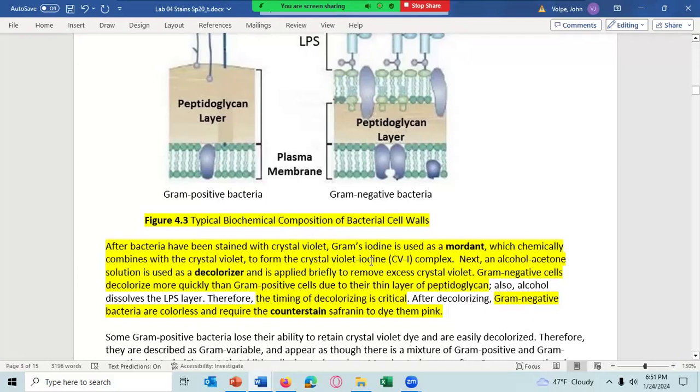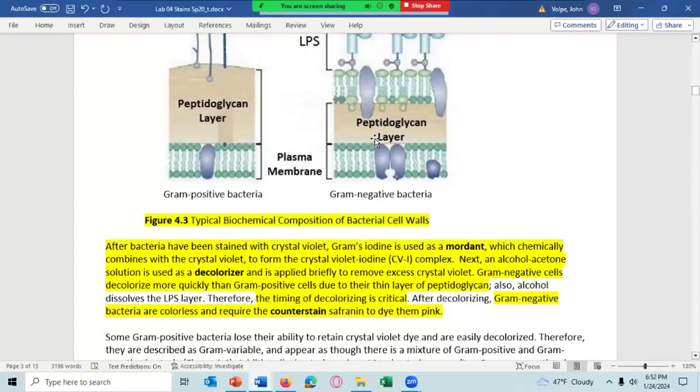You then alcohol treat the cells, and the alcohol is a decolorizer that briefly removes the crystal violet from the gram-negative cells. But it does not remove the crystal violet from the gram-positive cells. The reason why is the thickness of the cell wall. The gram-positive cells have a very thick cell wall, and that allows it to retain the crystal violet iodine complex.